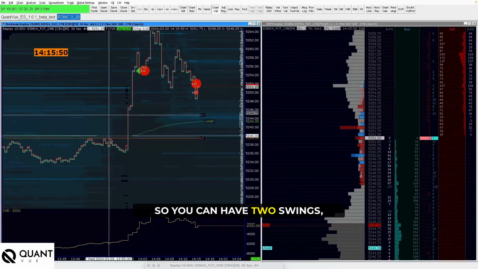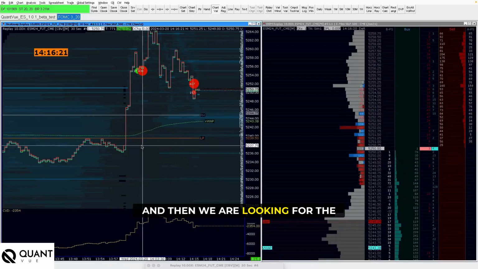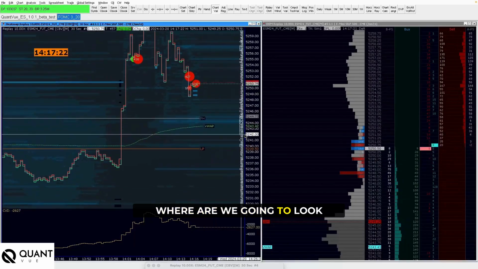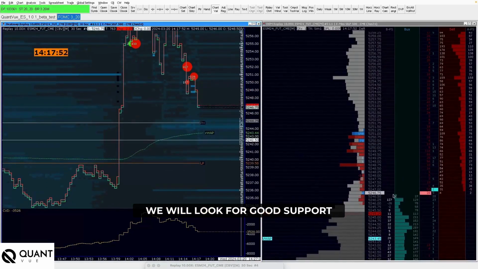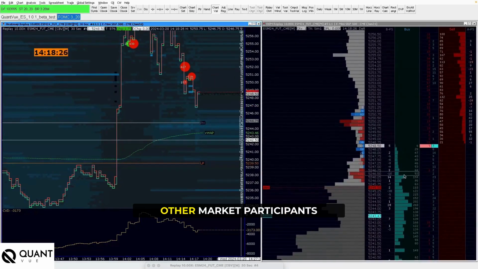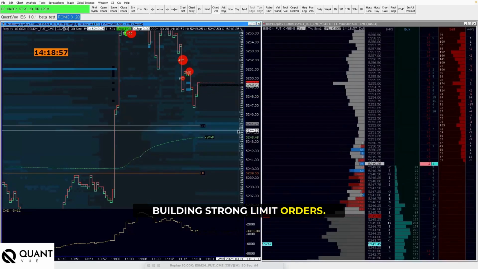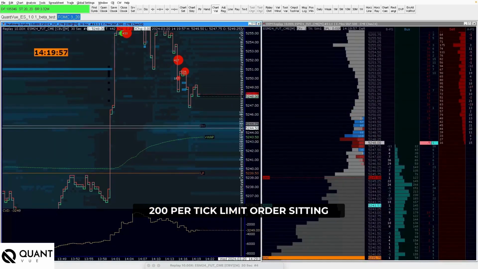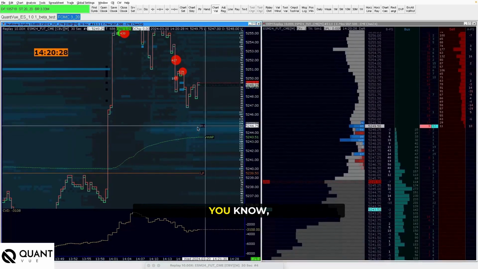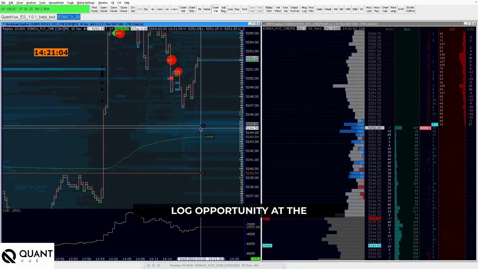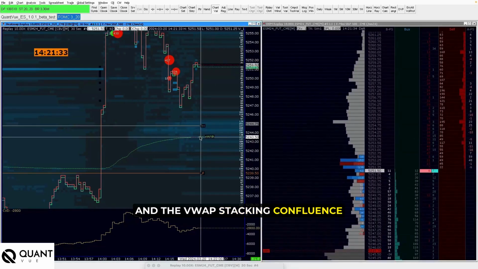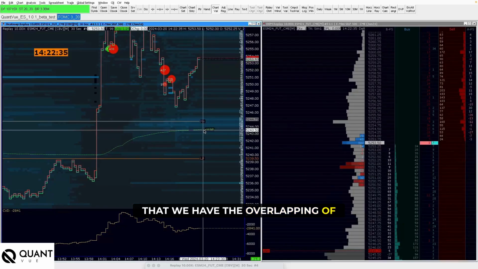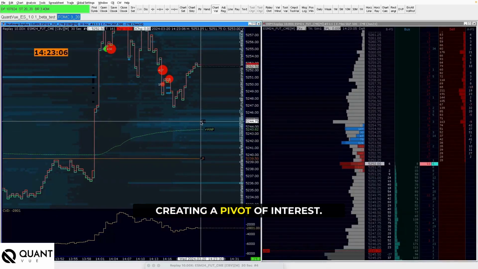So you can have two swings, okay? One swing to the upside, and then we are looking for the second swing for a potential long opportunity. Where are we going to look for good support? We will look for good support where we see other market participants building strong limit orders. This area right here has almost 200 per tick, limit orders sitting ready to get filled, and then we are looking for a potential long opportunity at the previous high and the VWAP. Stacking confluence is key as always, and you can see in real time that we have the overlapping VWAP and the previous high creating a pivot of interest.